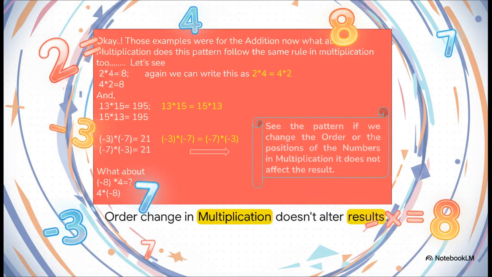And this totally holds true for multiplication, too. Whether it's 2 times 4 or 4 times 2, you are getting 8. Even with larger numbers, 13 times 15 equals 195, and 15 times 13 is still 195. Even throwing negative numbers into the mix doesn't shake the foundation. The pattern is crystal clear here. Changing the order or the position of the numbers in multiplication does not affect the result. So far, the universe seems perfectly reversible.